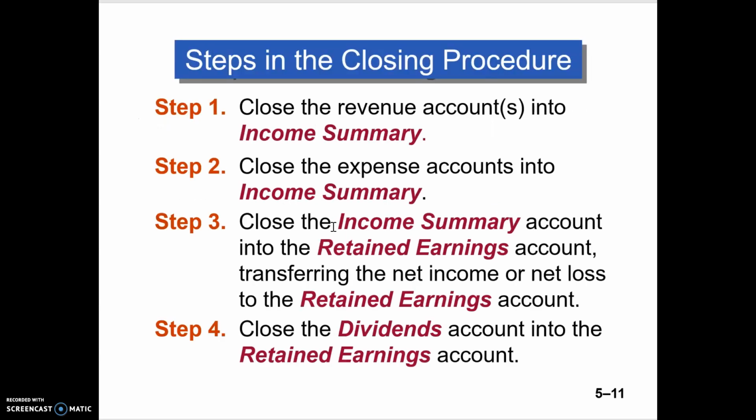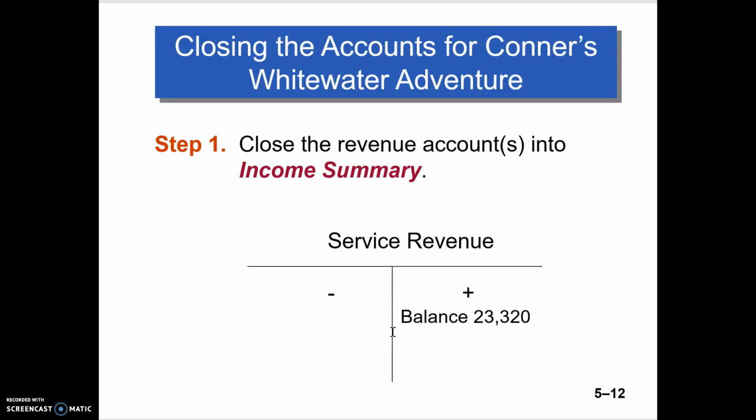So we've got 4 steps in our closing process. First, we close revenue, then we close expenses, then we close income summary, and then the 4th thing we do is we close dividends. So let's take a look at these steps.